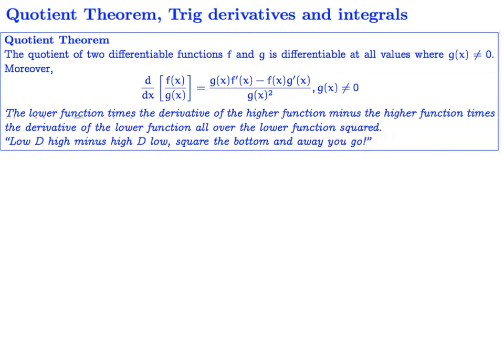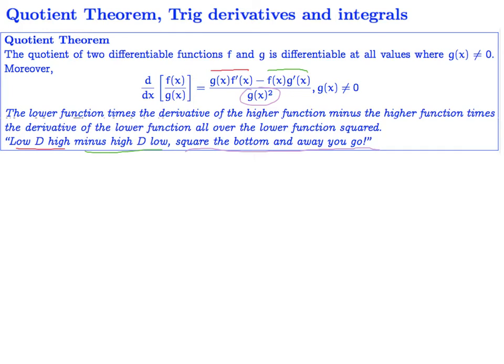So instead, what students often use, and what I do myself in my head when I'm computing these things, is I say "low d high." So the low d high part is this part right here, where we take the function g, our low function, multiplied by the derivative, the d, of our high function. And next what we need to do is minus high d low. So here we are subtracting f, the high function, times the derivative of the low function. And finally, the last part says square the bottom, and away you go. So we square the bottom function, and we're good to go.